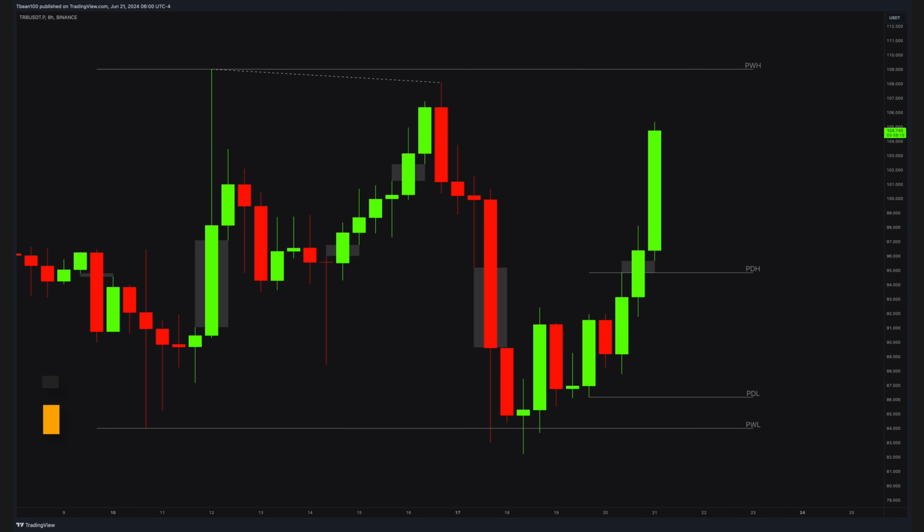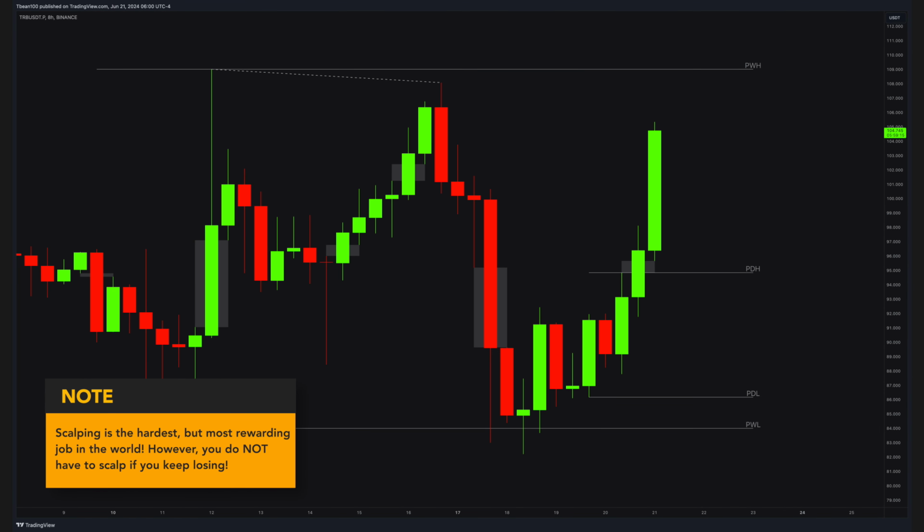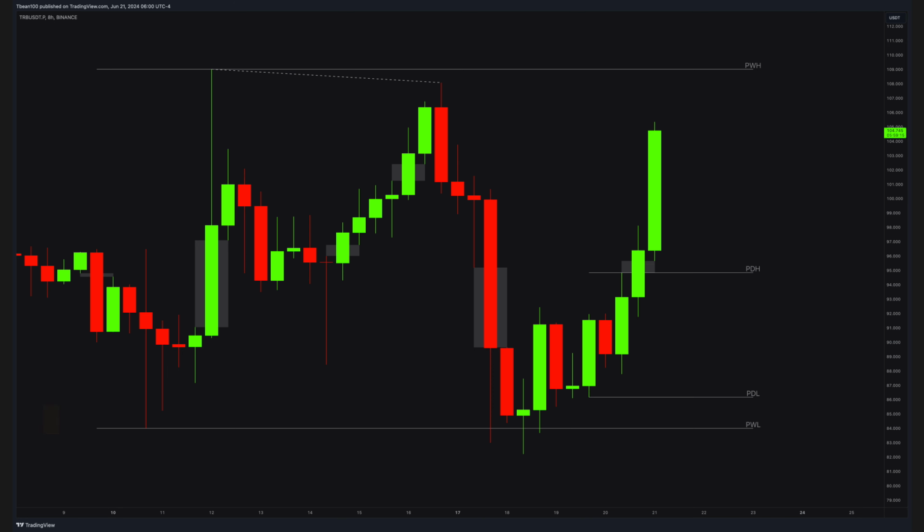Okay, I always hear scalping is very hard. Yes, it is hard. Imagine a job where you can make thousands of dollars in minutes. Scalping is so hard because it is the most rewarding job in the world. However, no need to lose money with scalping. If you cannot scalp, then move on to the higher time frames. There's no shame in it. Remember, trading is all about making money, not proving something.